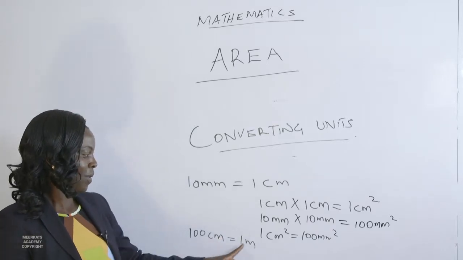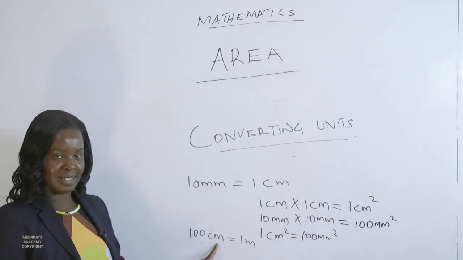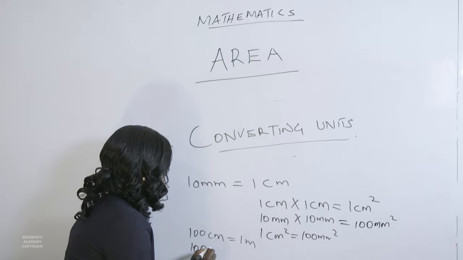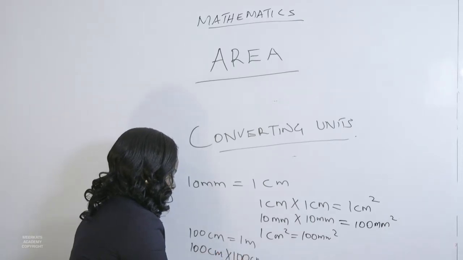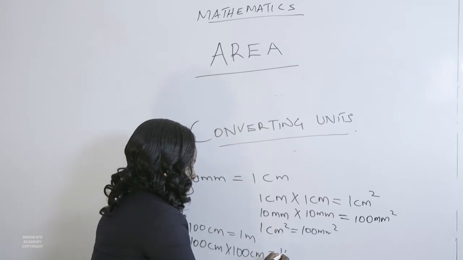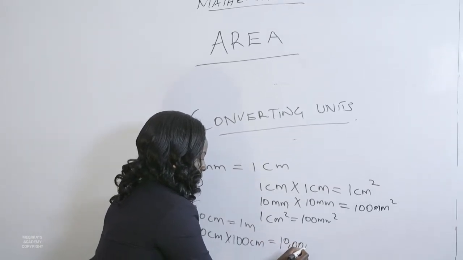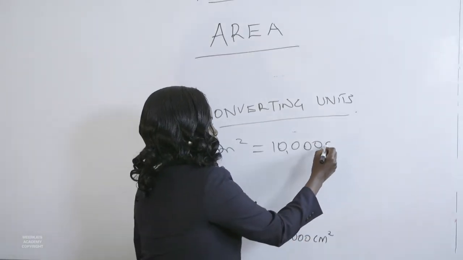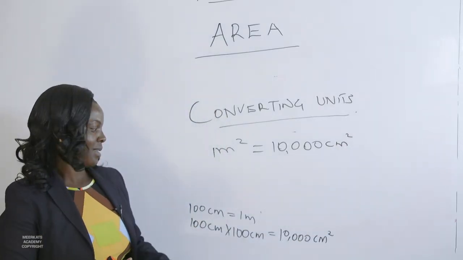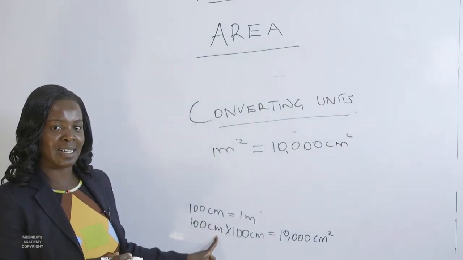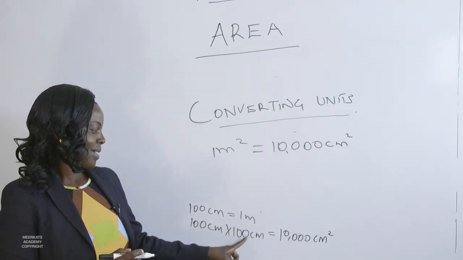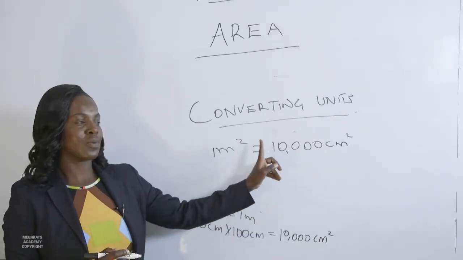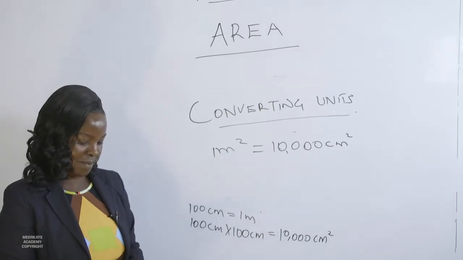Also, under 1 meter, we have 100 centimeters. How do we get square meters? You realize that if we multiply 100 centimeters that make 1 meter by 100 centimeters of the same, it will give us 10,000 square centimeters. So 1 square meter is equal to 10,000 square centimeters.